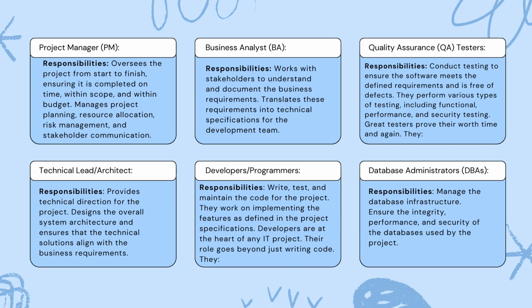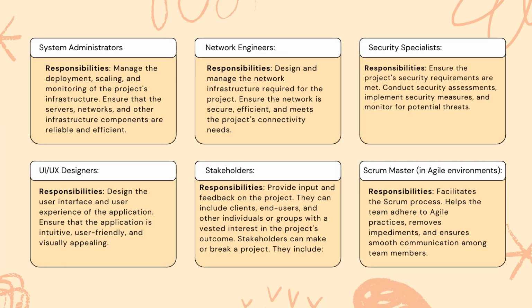Database administrators (DBAs). Responsibilities: manage the database infrastructure. Ensure the integrity, performance, and security of the databases used by the project. System administrators/DevOps engineers. Responsibilities: manage the deployment, scaling, and monitoring of the project's infrastructure. Ensure that the servers, networks, and other infrastructure components are reliable and efficient.